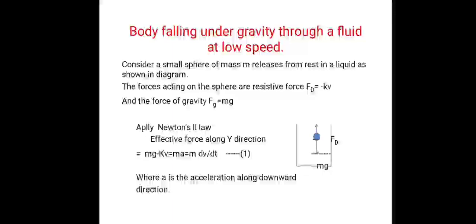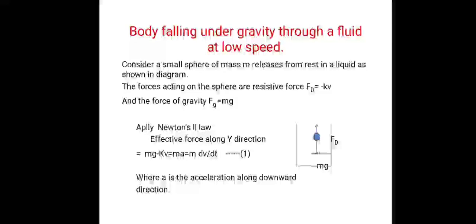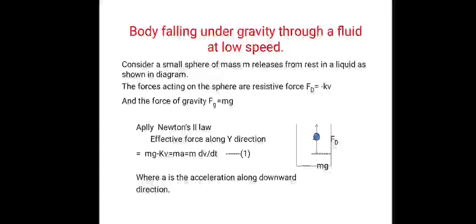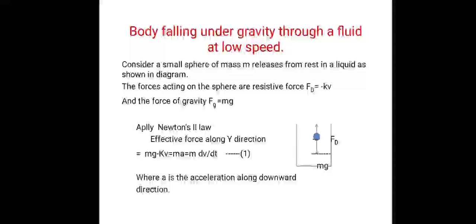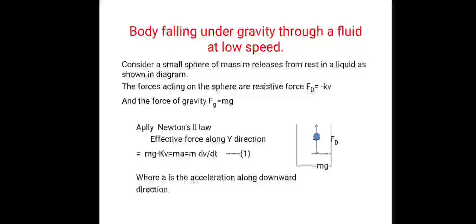Now apply Newton's second law of motion. Since here the body is moving along the vertical direction, the net force, that is the effective force acting on the object along the y direction, can be written as mg minus kv, since the direction is taken positive along the downward direction. So according to Newton's second law, it is equal to m into a, or it can also be written as m dv by dt. Call this equation 1. Here a represents the acceleration of the object, that is along the downward direction.